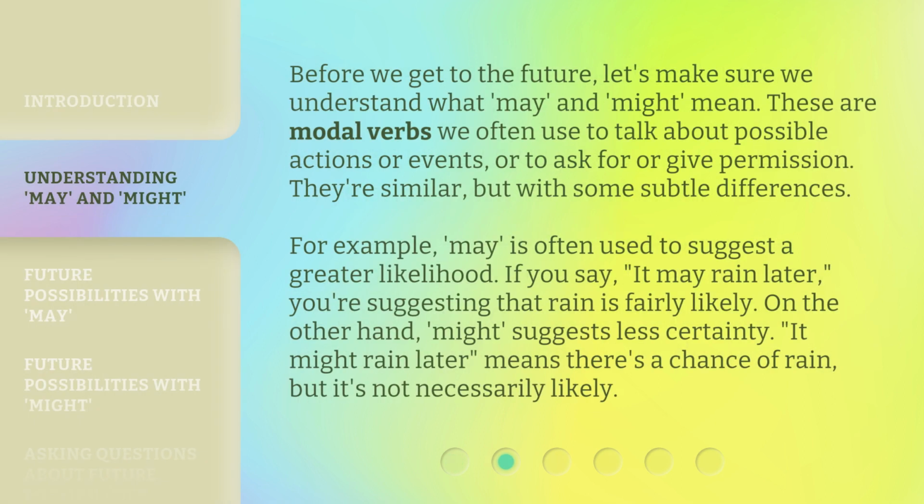Before we get to the future, let's make sure we understand what may and might mean. These are modal verbs we often use to talk about possible actions or events, or to ask for or give permission. They're similar, but with some subtle differences. For example, may is often used to suggest a greater likelihood. If you say, "It may rain later," you're suggesting that rain is fairly likely. On the other hand, might suggests less certainty. "It might rain later" means there's a chance of rain, but it's not necessarily likely.